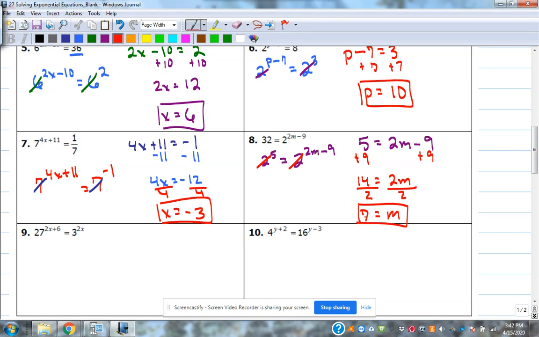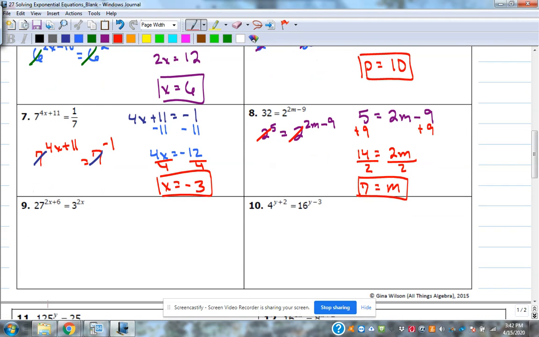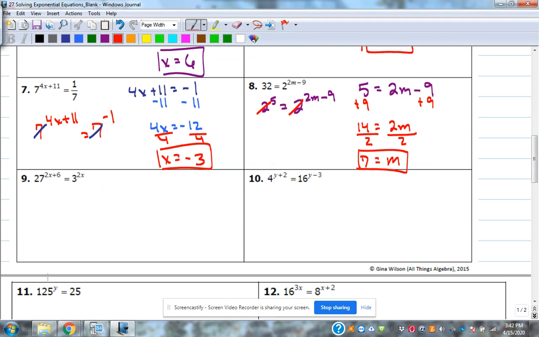Okay. All right. Number 9, a similar problem. We've got a base 3, but here we have variables on both sides. So we look at that and we say, okay, which one of those bases do I go by? Go by the smallest one. The smallest base is a 3. So how can I rewrite 27 with 3 as a base? 27 happens to be 3 to the 3rd power.